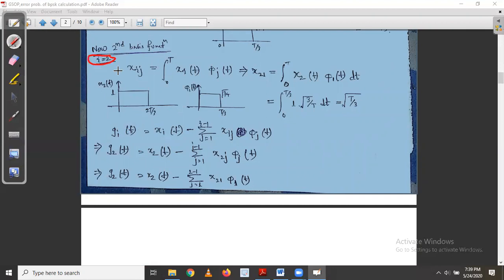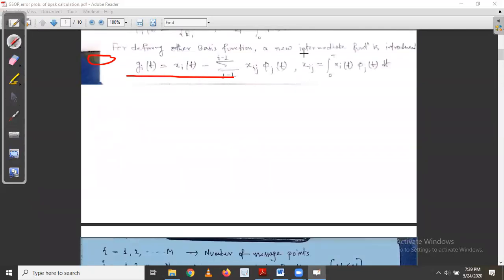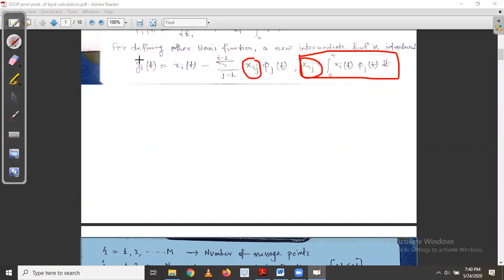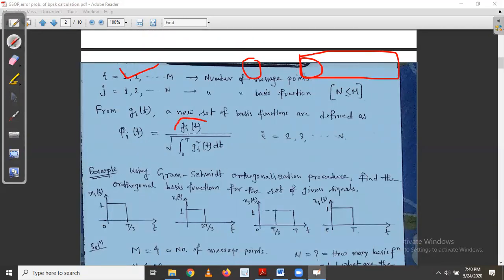Whenever i equals 2, in the previous case i equals 1, now i equals 2. So for that we have to use two steps. The first step is this formula. Whatever we get, we will put that value here. Then we will use this one. After that, from the value of g i, we will calculate phi i. That means for this case, phi 2.